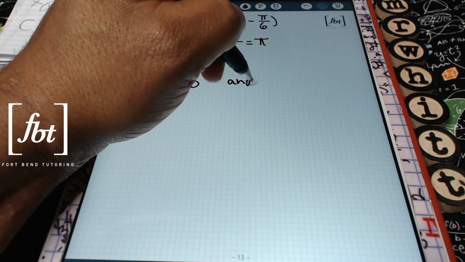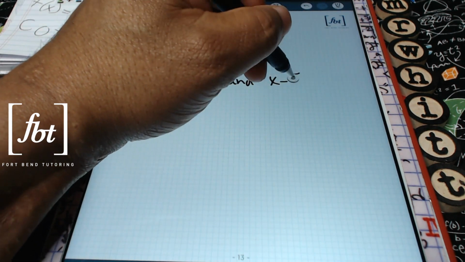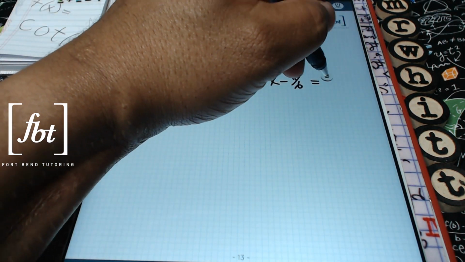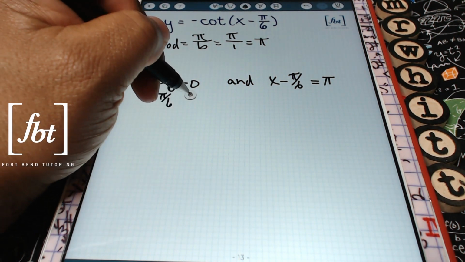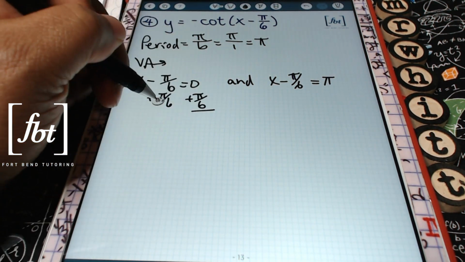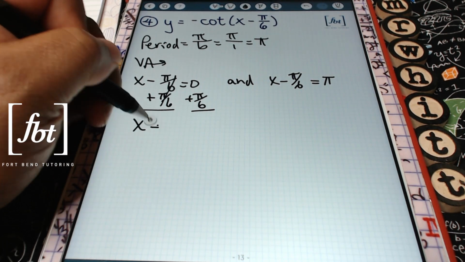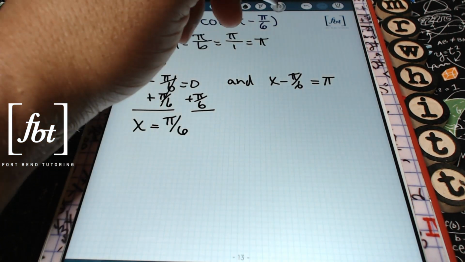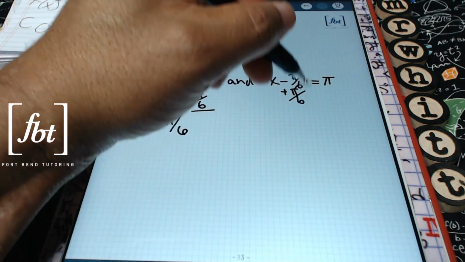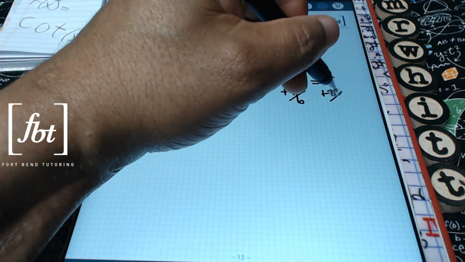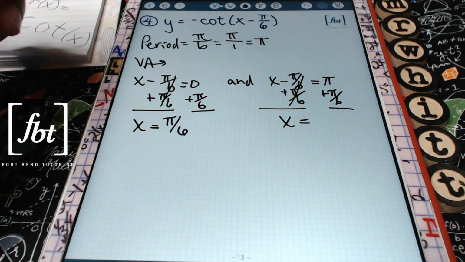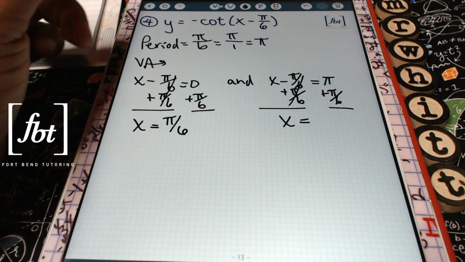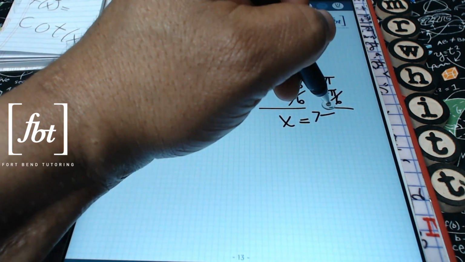And you'll also set that same quantity of x minus pi over 6 equal to pi. Just like that. Go ahead and add pi over 6 to both sides of the equation for the first vertical asymptote, and you'll get x equals pi over 6. And for the second equation, while we'll be adding pi over 6 to both sides, you should know that pi is equivalent to 6 pi over 6. So 6 pi over 6 plus pi over 6 gives us 7 pi over 6.